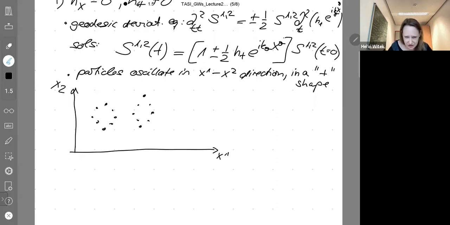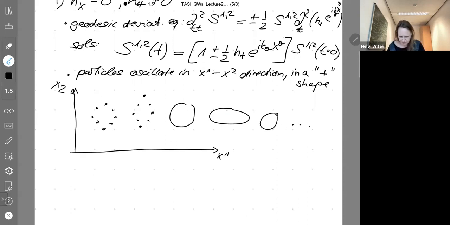And because my drawing is not really perfect, let me just draw a continuous line on which these particles would lie. So they would come back to their original position, then oscillate in the opposite direction, come back, etc.